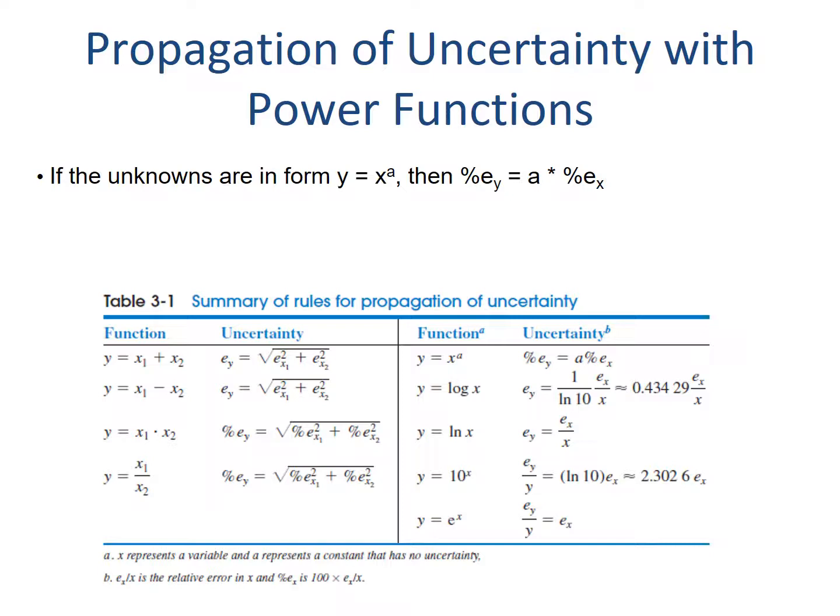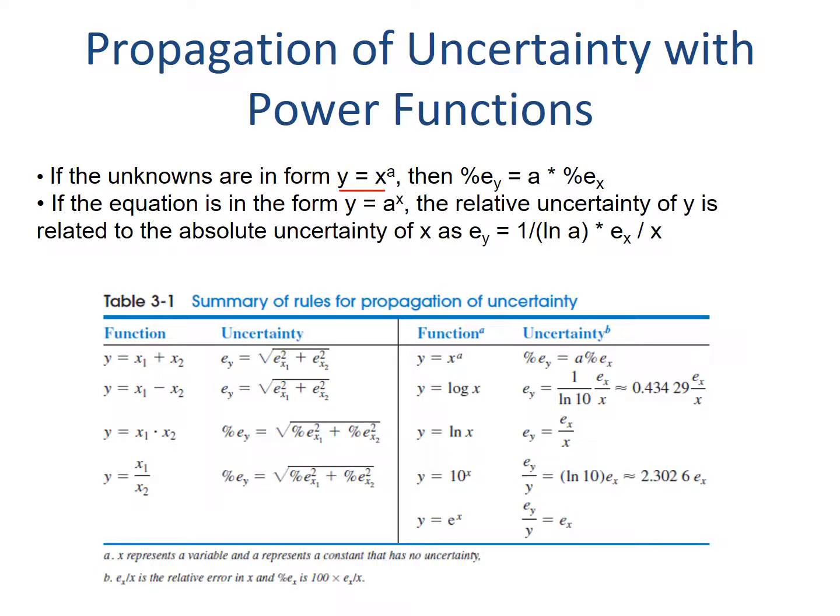So one type of power function is y equals x^a. Then the uncertainty is going to be in x. And we can actually just express the percent error or the relative error in y equal to the power that we're raising x to times the percent error in x. It's a fairly straightforward type of calculation.